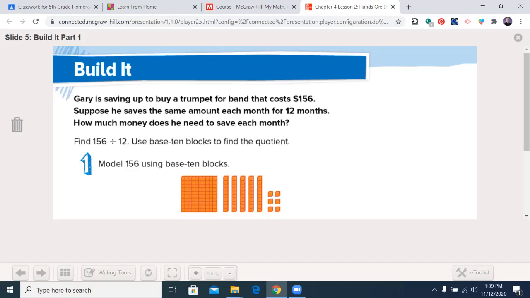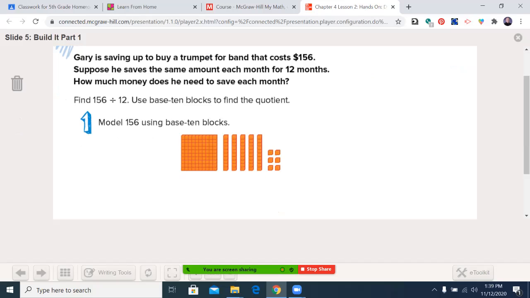So our first part would be modeling, if we had the blocks. We're going to use the pictures in here and the pictures that are located on page 257 to represent them for us. And you can see that we have 100, then 5 tens, and then 6 ones. This is really place value in a nutshell: 1 in the hundreds place, 5 in the tens, 6 in the ones.